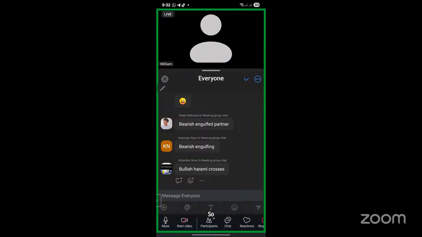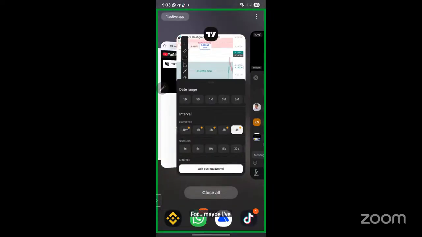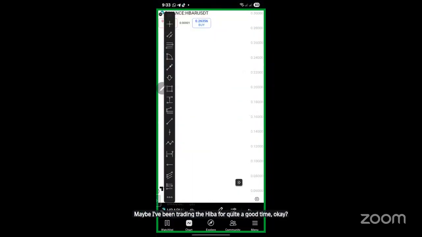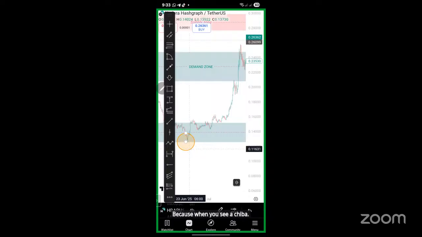So, when you say I should go to HBAR, for example, I can start from the morning. I've been trading HBAR for quite a good time, okay? Because when you see HBAR, I labeled this point here. Are you seeing this point here? I labeled this point on a lower time frame, such that it gives me a confirmation.